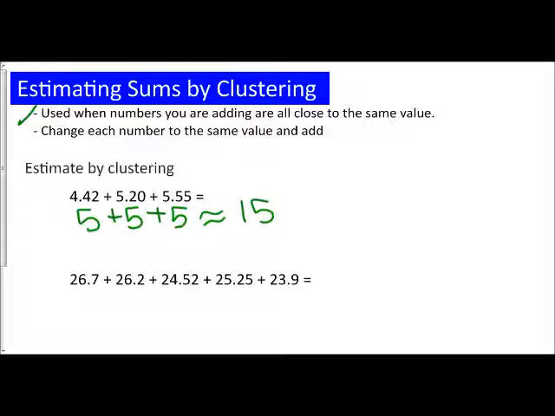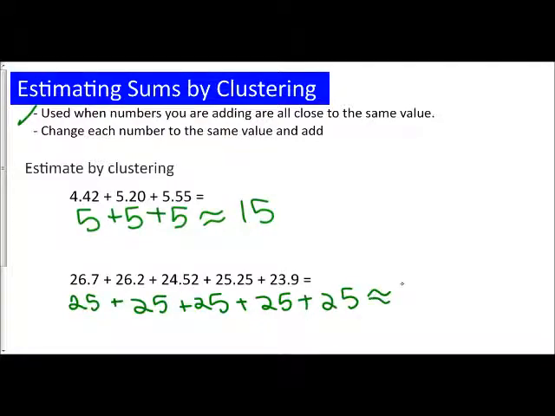Then in this next example, I see a bunch of numbers in the mid-20s here, and I look at them and I say, well, maybe they're all about 25. So I'm going to round all of these to 25 and add them up. I'm going to say, well, this sum is going to be about 125.